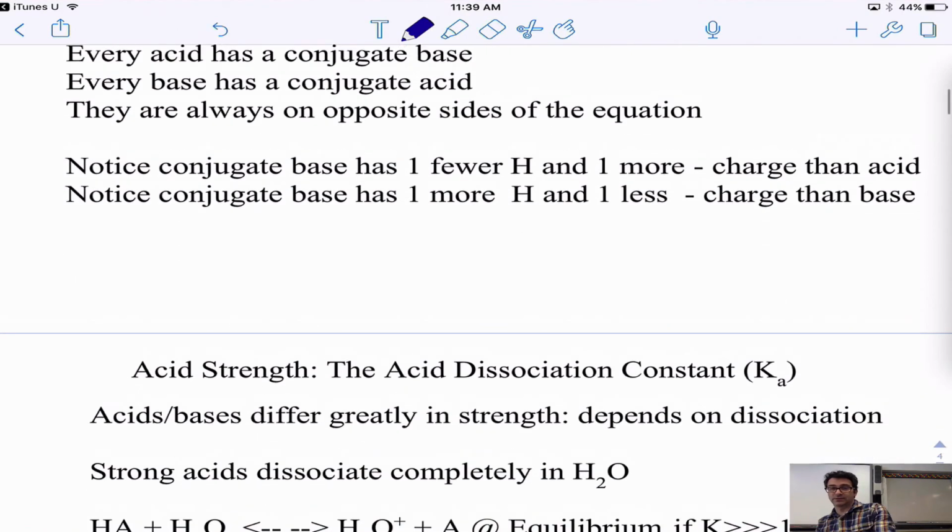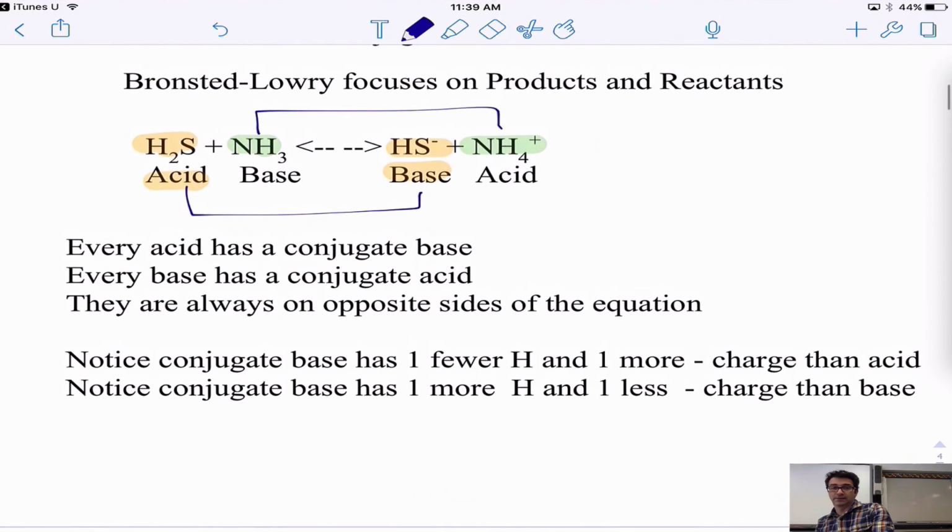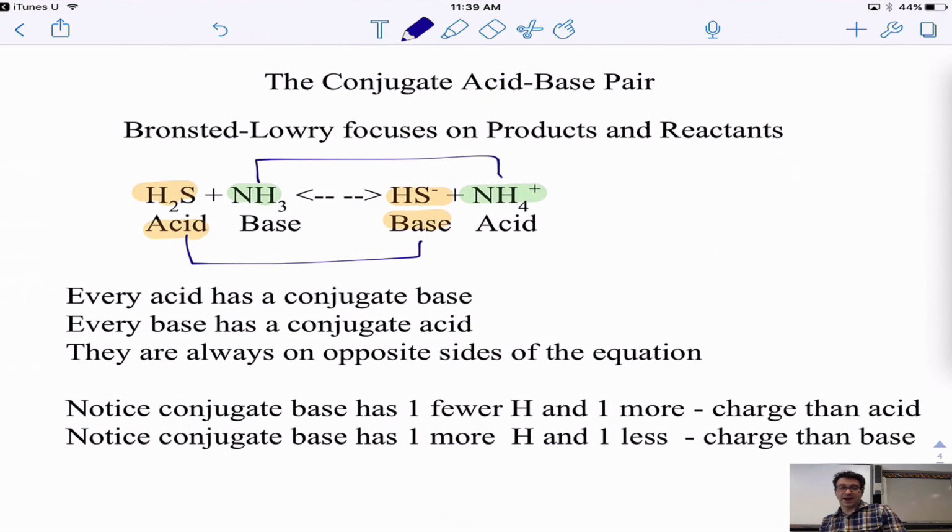Now, I'm going to stop here for this video. The next thing we're going to talk about is acid strength, and we'll do that next time. But what we can practice in class is really writing out these equations and identifying the acid-base pairs and talking about the properties of acids.